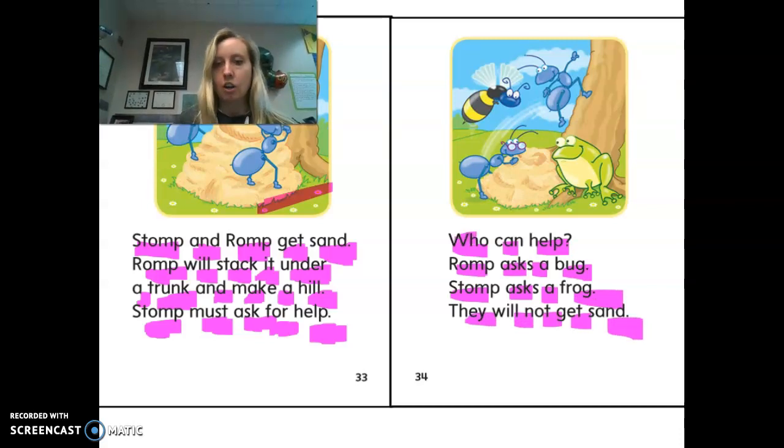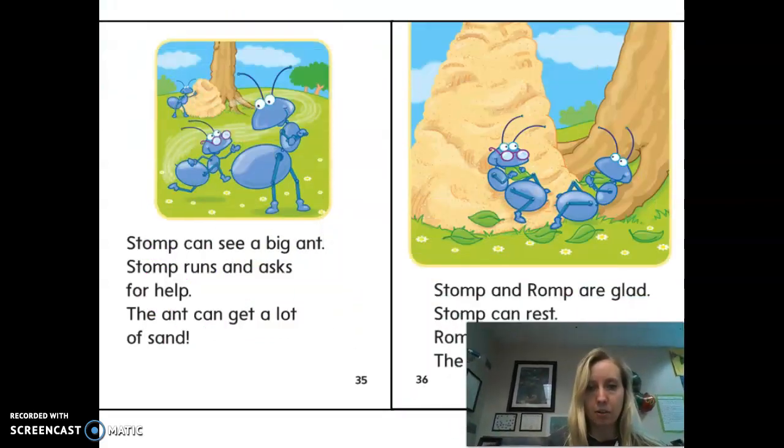Okay, here we go. Who can help? Romp asks a bug. Stomp asks a frog. They will not get sand, so they don't want to help. Okay, let's look some more. Your turn.